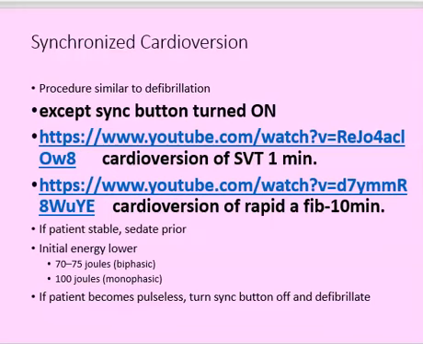Now here's a couple little videos that you can watch. If you have the time, sedate your client. Your energy level for firing this will be lower, 70 to 75 if it's biphasic, 100 if it's monophasic. But the big thing is if you were doing defibrillation, you would be looking at 260 to start. Big difference. Now, you started this process, the patient had a pulse. If it deteriorates so they don't have a pulse, then you're going to turn the sync button off and you're going to go into defibrillation mode.